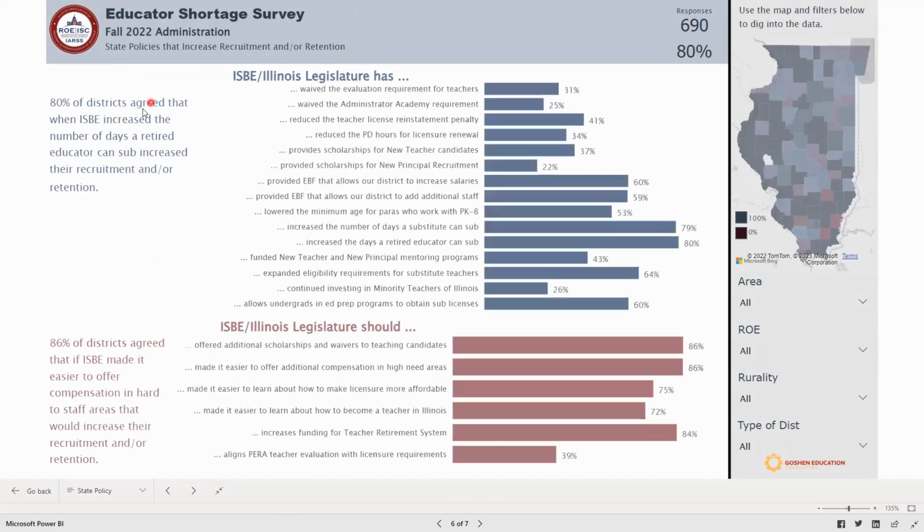Page 6 here, we're looking at statewide policies. So we've got policies that have been enacted and how they've impacted recruitment and retention, and then policies that are being suggested to ISBE or the Illinois legislature, and would they increase recruitment or retention. And again, on the right-hand side, you see the same panel of interactive slicers.